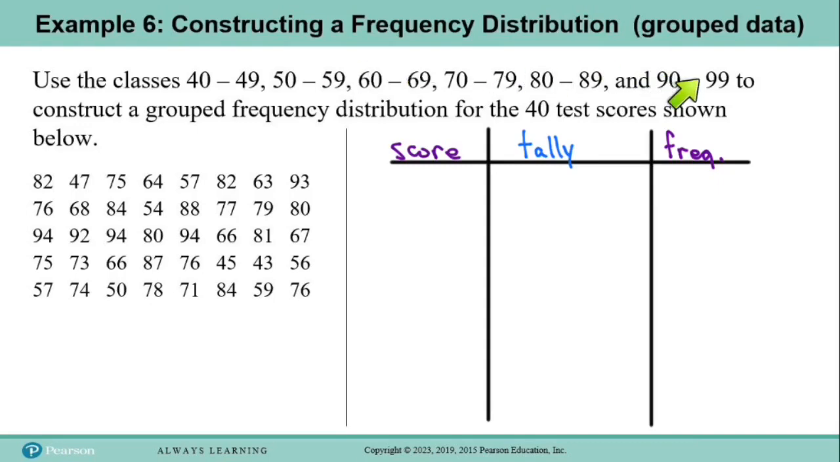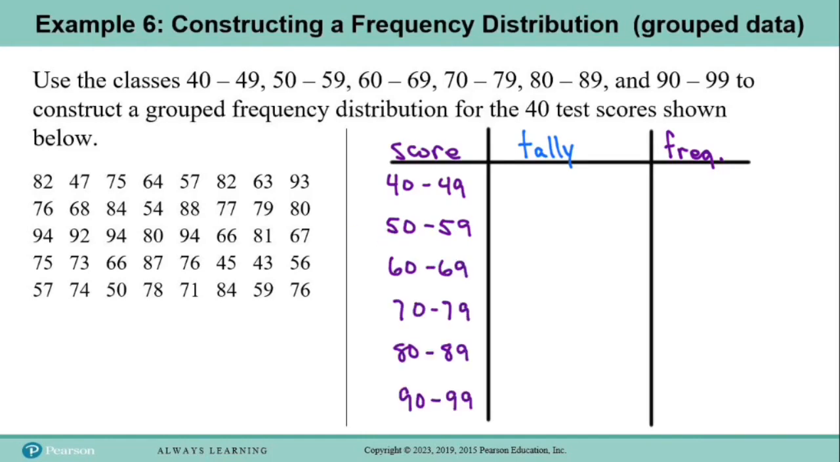Now they told us what classes to use here: 40 to 49, 50 to 59, 60 to 69, and so on. And every number is going to fall into exactly one class. So let's go ahead and tally those up. The first number in our list is 82, and so that's going to fall in the class from 80 to 89. So let's put a tally mark there and cross that first number off of our list.